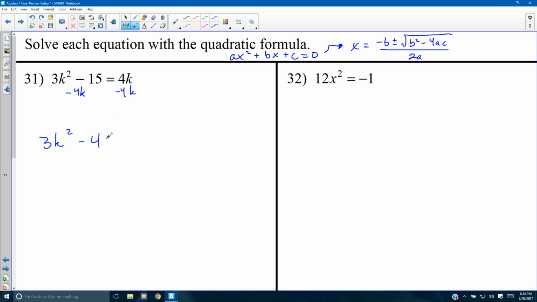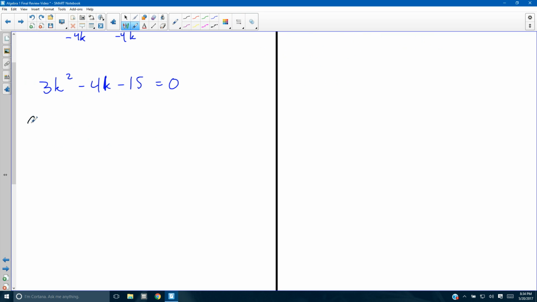3k squared minus 4k minus 15 equals 0. Now, before you dive into the quadratic formula, two things here. Number 1, check and see if you have a common factor, because if you do, that saves you time later when you might have to do something in the end with it. It looks like there are no common factors, which means these will be our 3 actual values. A is 3, B is negative 4, and C is negative 15.